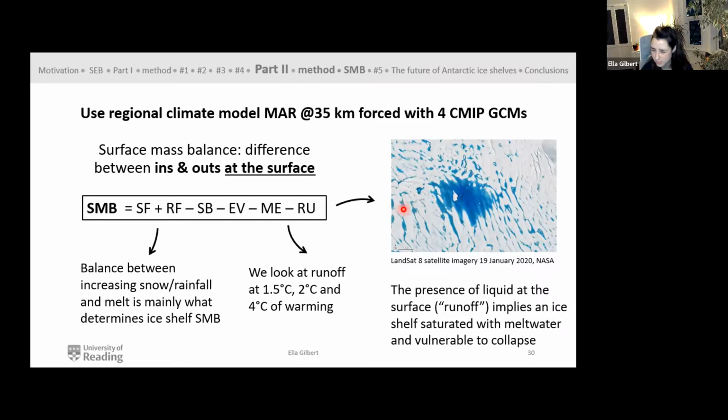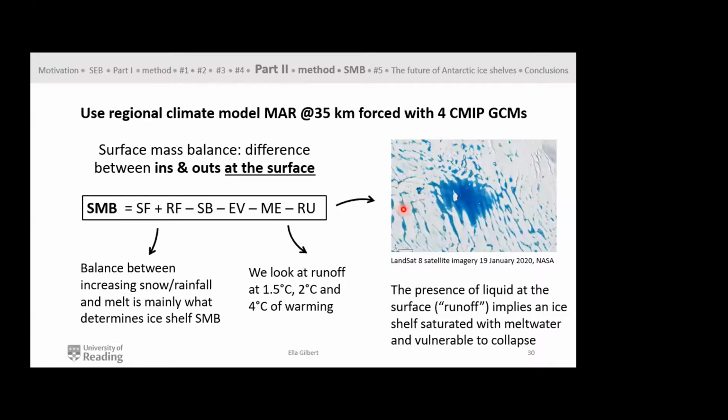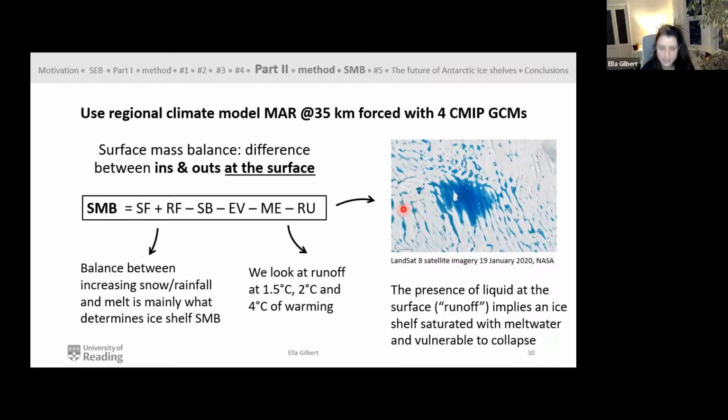Does that make sense? So is that suggesting that melt is really a 1D thing, that the excess of melt over runoff would really just be meltwater falling into the firn and refreezing? Yeah, exactly, yeah. Okay, thanks.